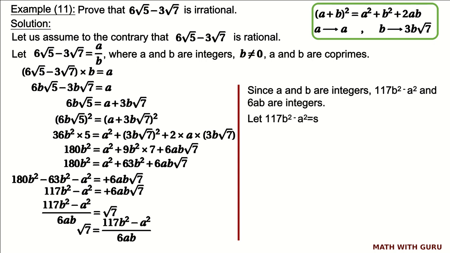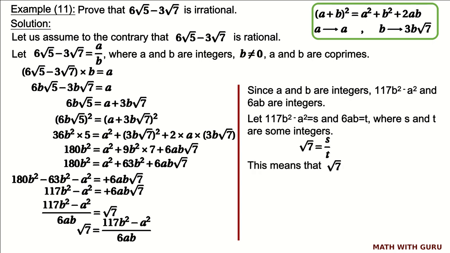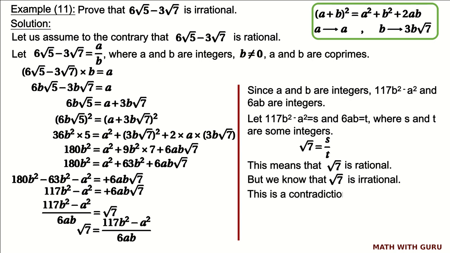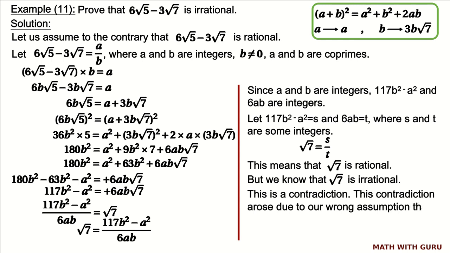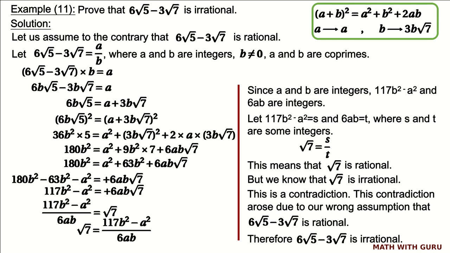Let 117b squared minus a squared equal s, 6ab equal t. Therefore, root 7 equals s over t. This means root 7 is rational. Here is a contradiction. This contradiction was due to our wrong assumption. Therefore, 6 root 5 minus 3 root 7 is irrational.